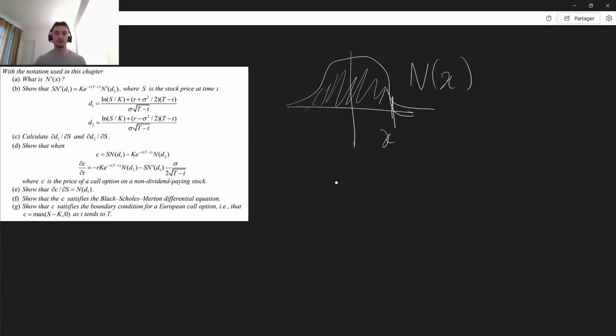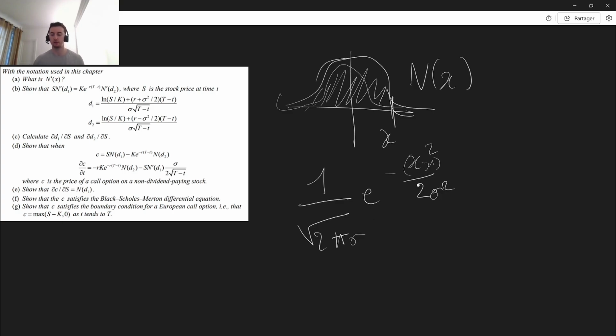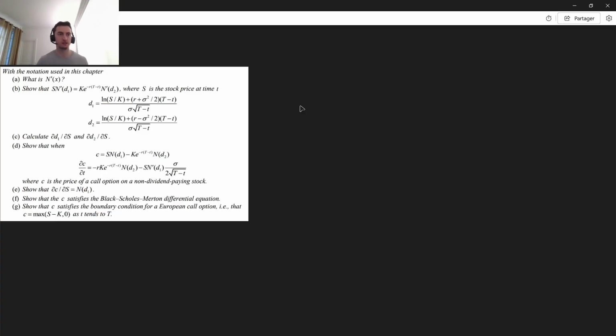So what is n prime of x? Well, n prime of x is exactly the equation for this curve. So it's this formula, of x squared. Because we assume, so usually there should be sigma and mu. So there would be minus mu here and sigma squared, and sigma inside the square root. But here we're not in this situation. So yeah, just this. It is n prime of x. Okay, so first question, quite easy. Okay, so let's do the second question.